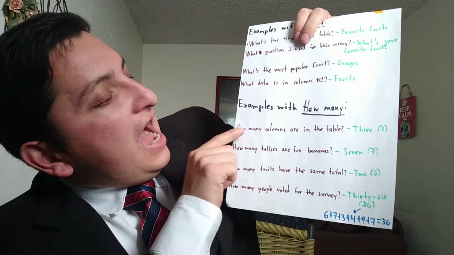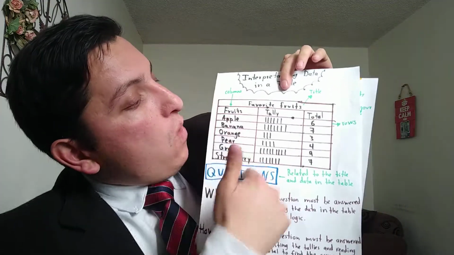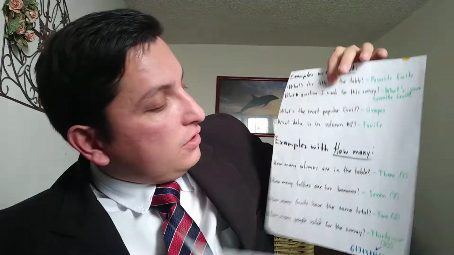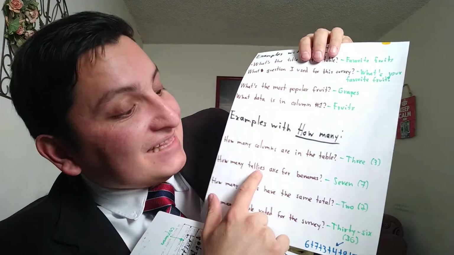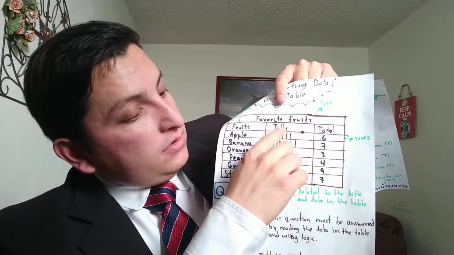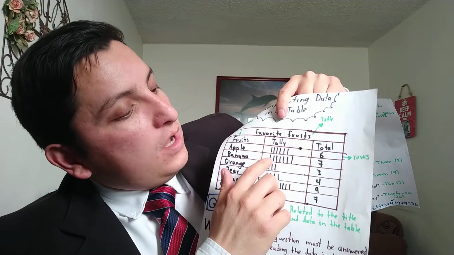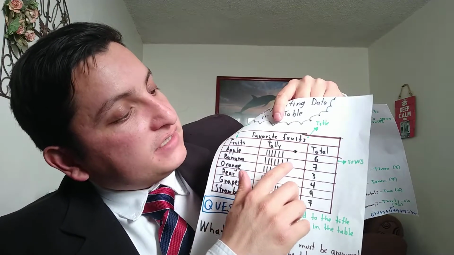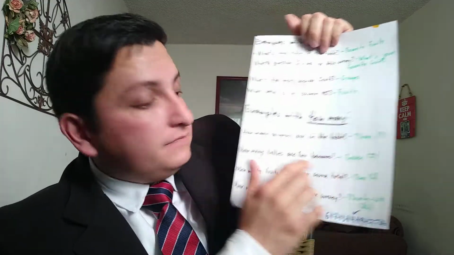Let's check now for how many. How many columns are in the table? 1, 2, 3. So, 3 columns. How many tallies are there for bananas? Remember that I need to check the tally column. I need to look for the category banana and I start to count. 1, 2, 3, 4, 5, 6, 7. So I know that they have 7 tallies.